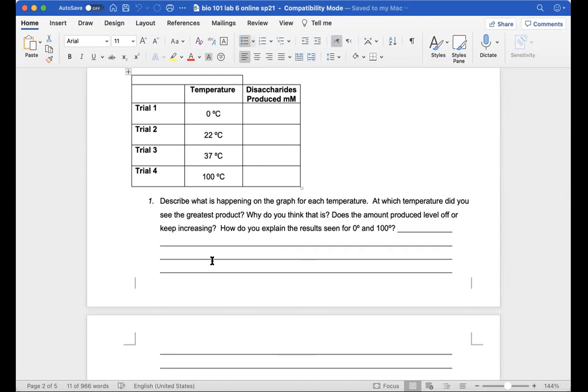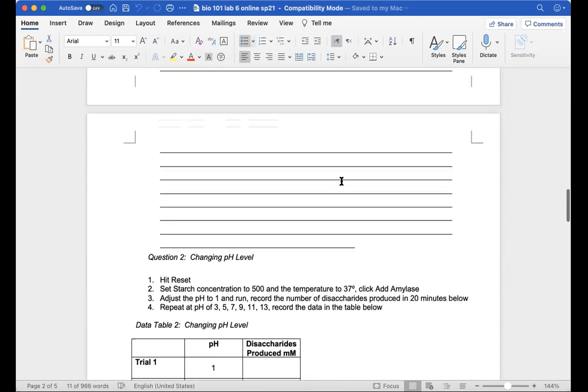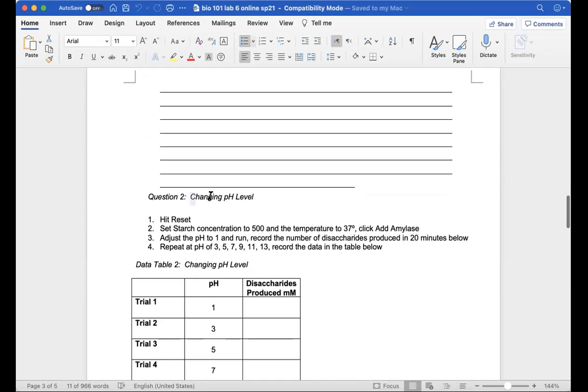Basically, you need to understand that raising the temperature does something. It either increases or decreases the amount of disaccharides produced, meaning it increases or decreases the chemical reaction activity of that enzyme. Then you'll change the pH level.